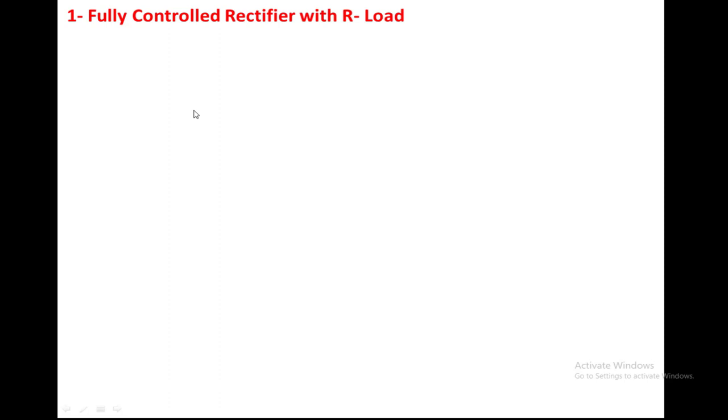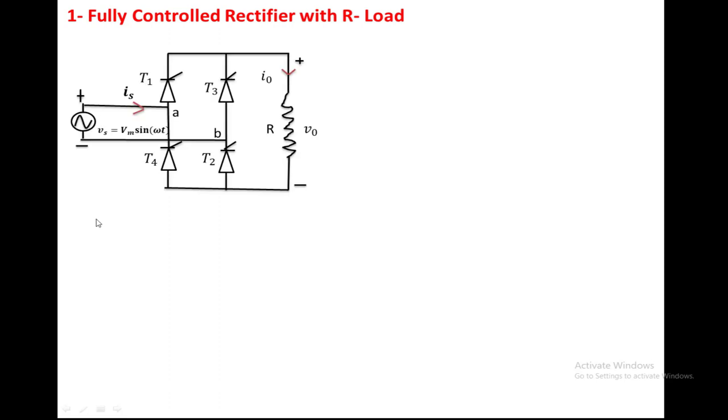Welcome back to the class on a single phase fully controlled converter with a resistor load. So this is the circuit diagram, which consists of four SCRs T1, T2, T3, T4. This is leg 1, this is leg 2. Between leg 1 and leg 2, the AC source is connected. Here this point is A.